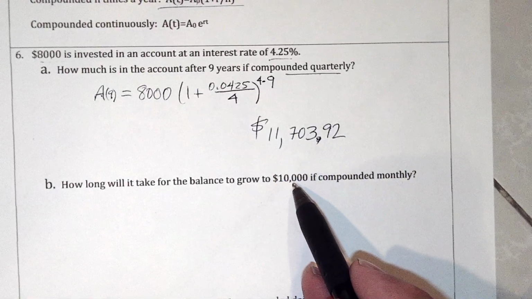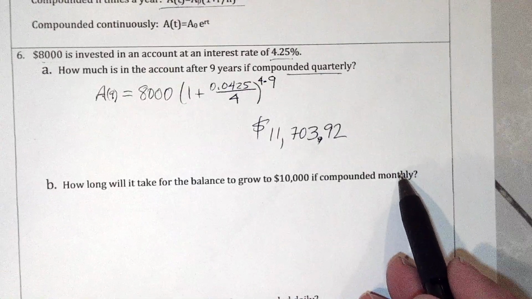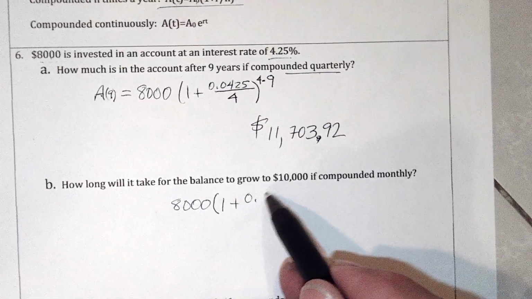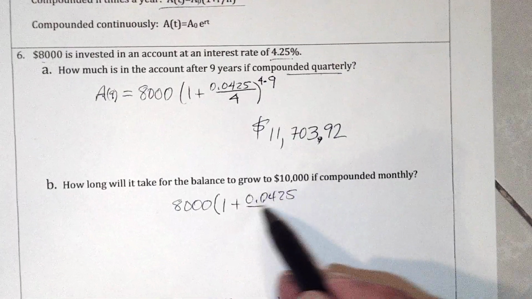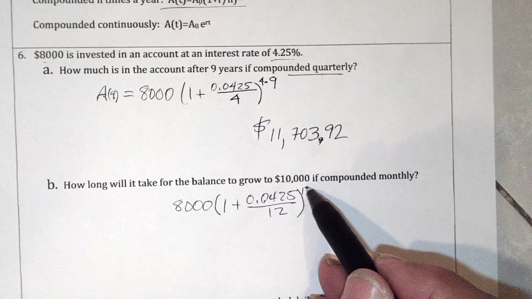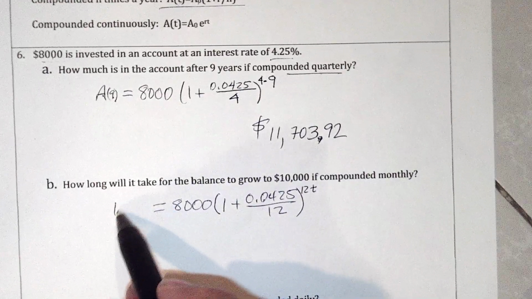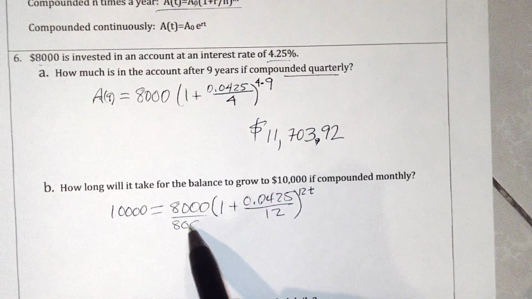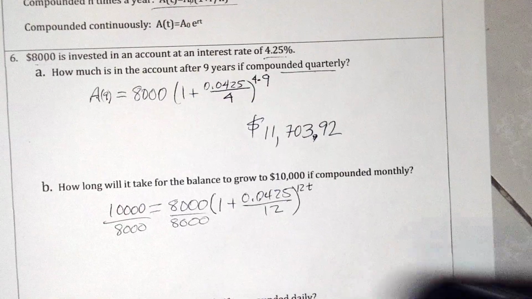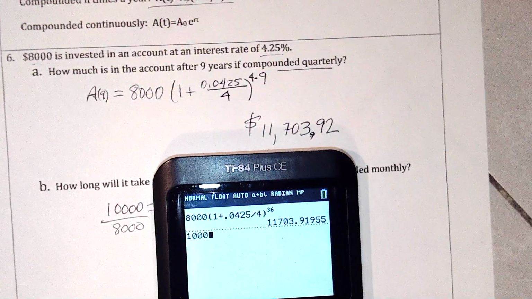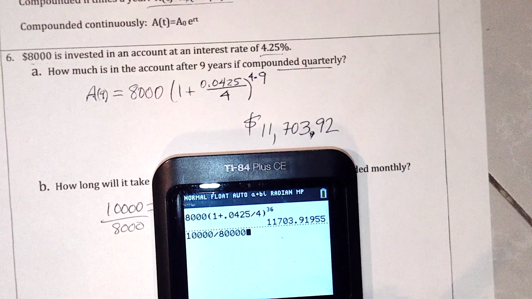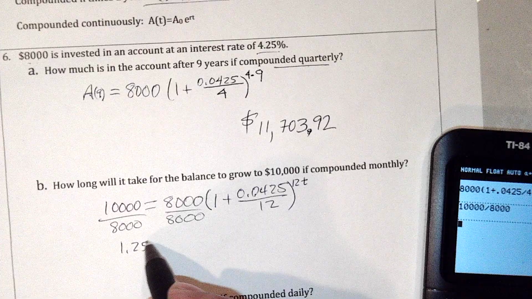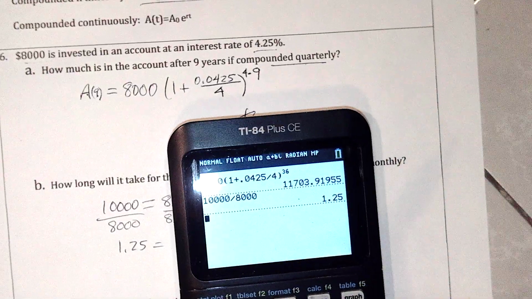How long would it take to get to 10,000 if compounded monthly? So we're going to start with the 8,000. 1 plus 0.0425, but this time monthly. So this is going to be 12 times some time to get to 10,000. So to solve this, we're going to divide the 8,000 out. So 10,000 divided by 8,000 is 1.25 equals this number. Let's see what that number is.